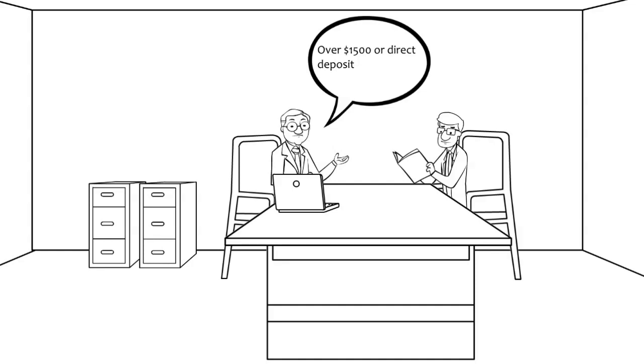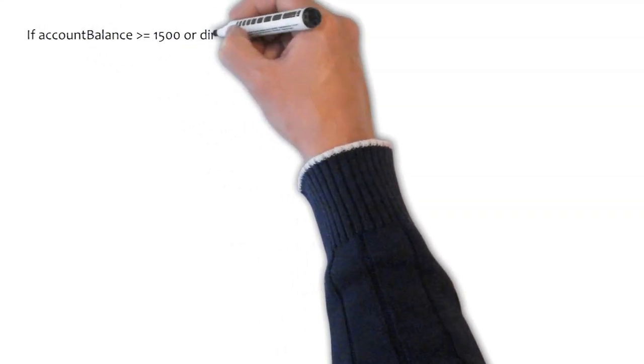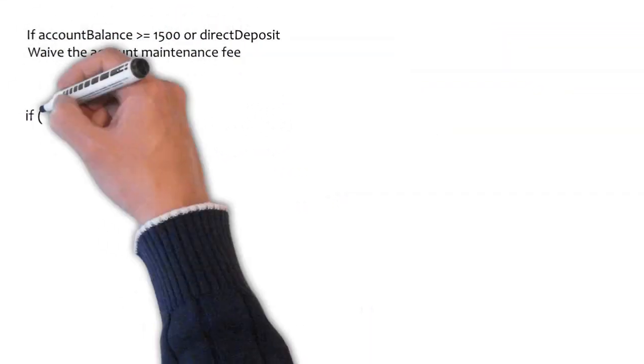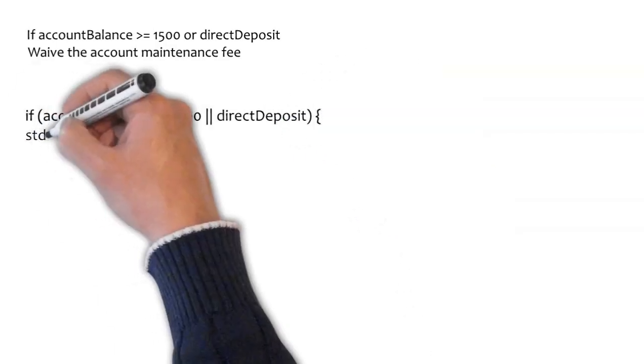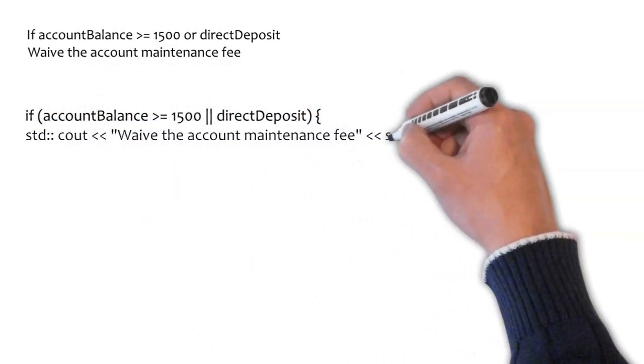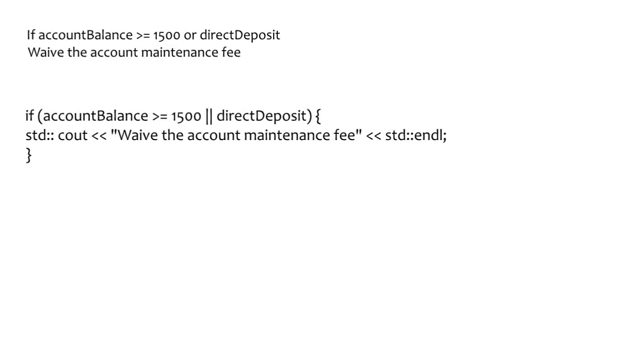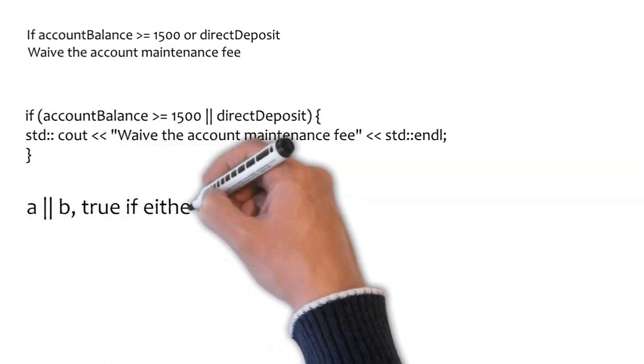So the only case where they charge you the fees is if your account balance is below $1,500 and your employer doesn't deposit salary directly to the account. We would write an if condition as, if the account balance is greater than or equal to $1,500 or salary direct deposit to account, then waive the account maintenance fee. C++ uses double pipe symbols instead of English OR word. You can locate the pipe key above enter key in your keyboard.